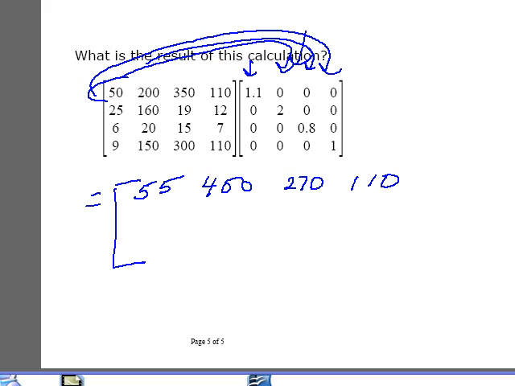Now I can continue this on the second row. The second row you get 2.25 times 1.1, which is 27.5. Then 160 gets multiplied by 2. You get 320 here. And the 19.8 is what? 17.2. Okay, and then 12 is 1. And I think you can see what's going on here. 6 times 1.1 would be 6.6. 20 times 2 is 40, etc.